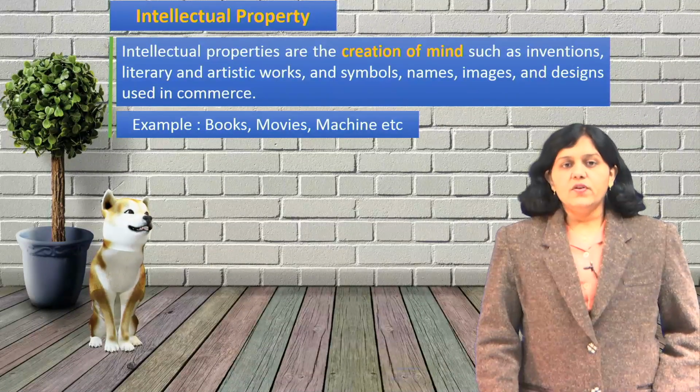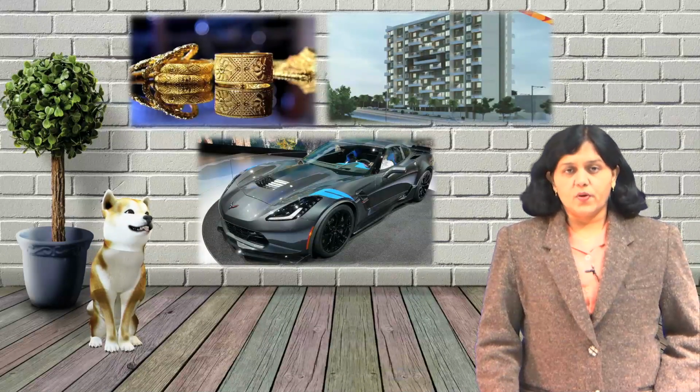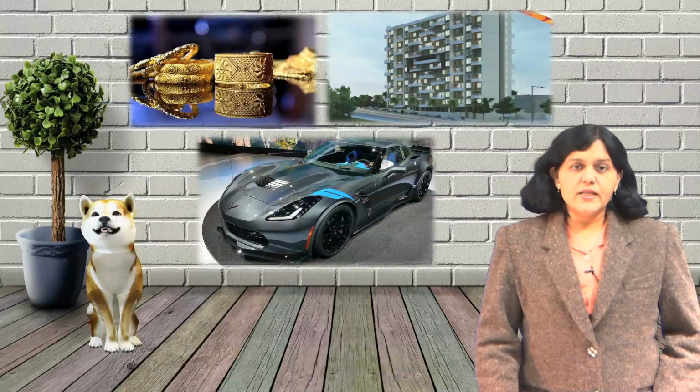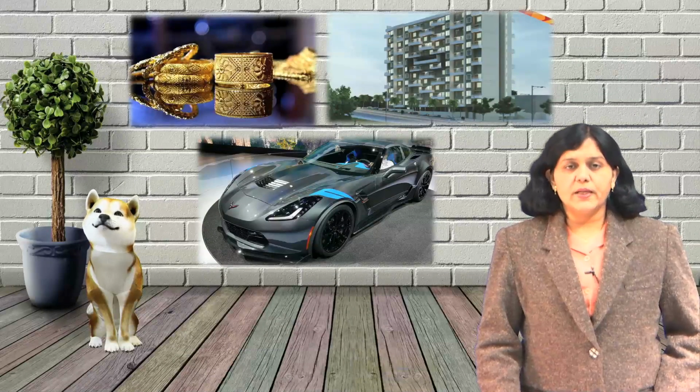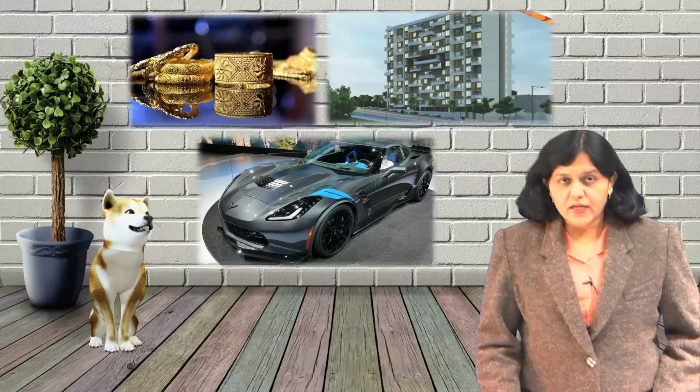Okay. Now, we will see what are the similarities between property and intellectual property. So, we know jewelry, a flat or bungalow or a car. These are the examples of property, right. So, how does it become your property? What exactly do you do to possess this property? A rightful possession, what are you going to do for that rightful possession?